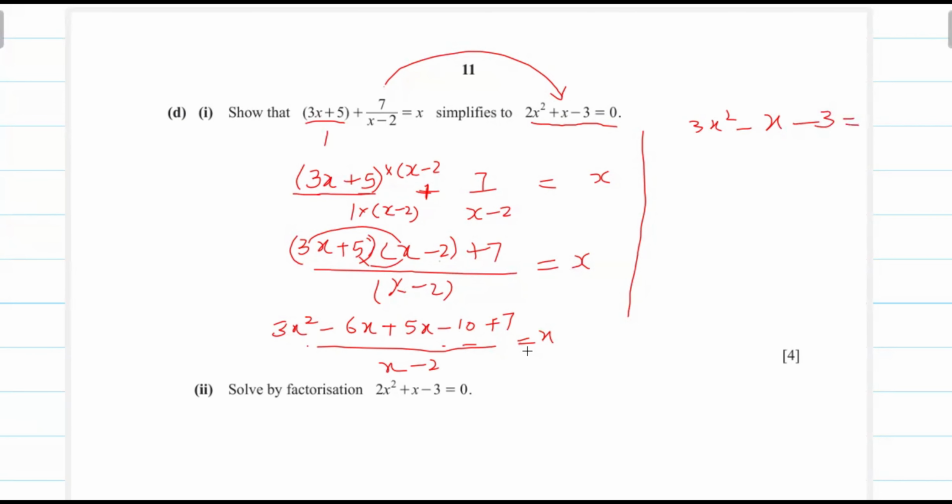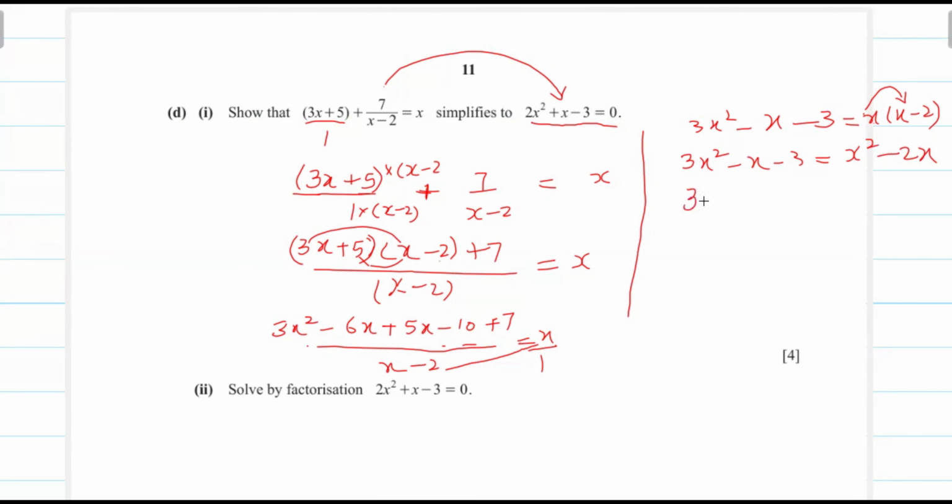And this will be equal to, we cross multiply x minus 2 to x, we get x into x minus 2. And this will be equal to 3x squared minus x minus 3. We will expand this right side. Therefore, x multiplied by x, we get x squared. x multiplied by 2, we get minus 2x.